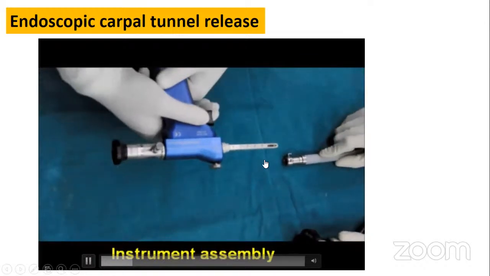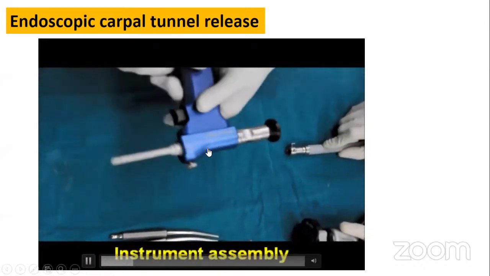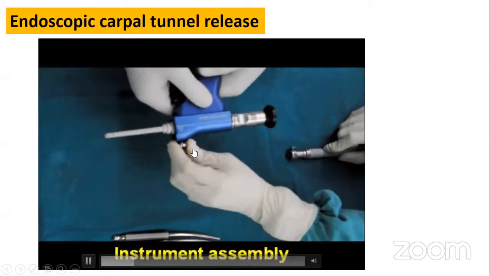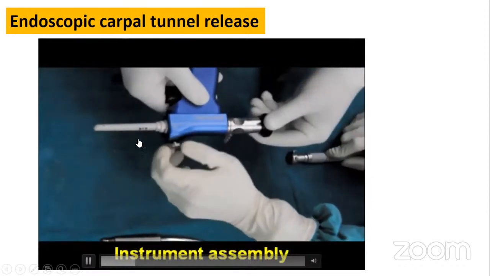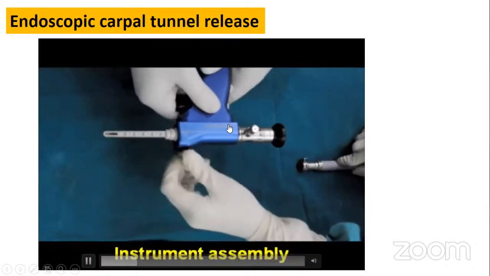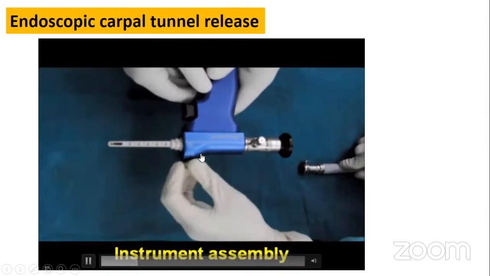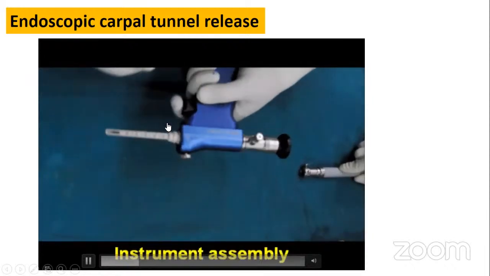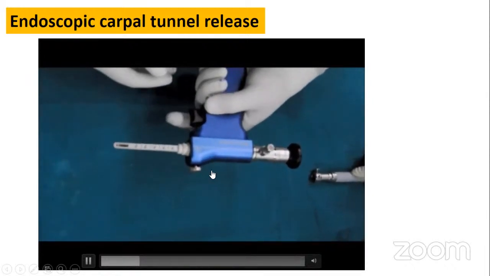If you want to change the handle, you just have to turn it here and then pull this knob out and change the direction of the blade. So you can use the right side or left side both ways by just doing this particular maneuver. This is the basic assembly of the endoscope itself.